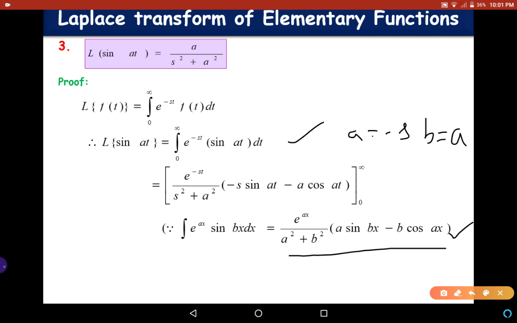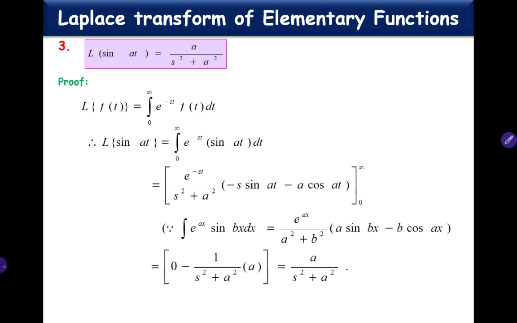Now let us substitute the limits. The upper limit is infinity here. If we substitute infinity in place of t, e power minus infinity becomes 0. So after substitution of the upper limit, the value is 0, minus, if we substitute the lower limit 0, e power 0 becomes 1, sine 0 becomes 0 and cos 0 becomes 1. Therefore, after substitution of limits, we get 0 minus 1 by s square plus a square into a, which is equal to a by s square plus a square.